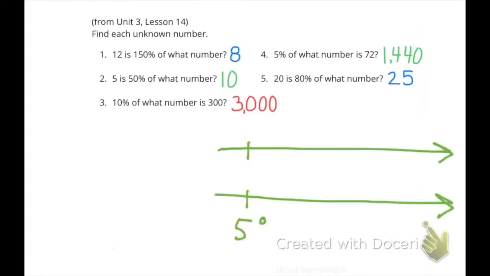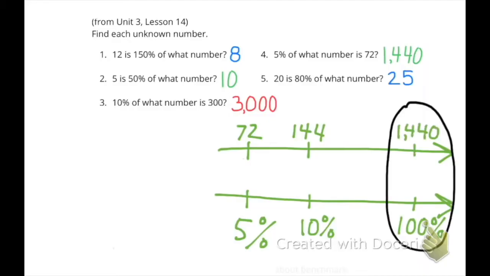Number 4, 5% of what number is 72? 5% is 72. 5% times 2 is 10%. 72 times 2 is 144. 10% times 10 equals 100%. 144 times 10 equals 1,440. 5% of 1,440 is 72.